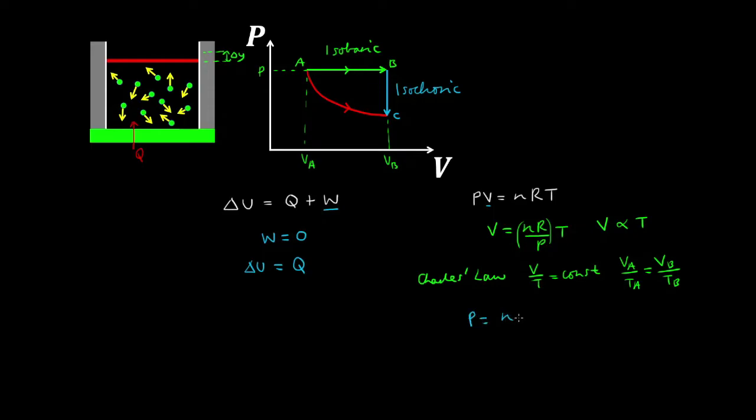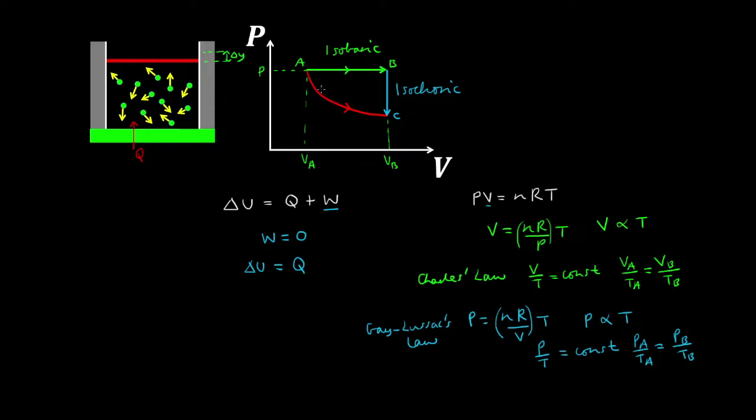Because the volume is constant in this case, the pressure is equal to the number of moles of gas by the universal gas constant on the volume multiplied by the temperature. So the pressure is proportional to the temperature of the gas, or the ratio of pressure to the temperature is constant, meaning that the pressure on the temperature in state A is equal to the ratio of the pressure to the temperature in state B. And this here is known as Gay-Lussac's law.